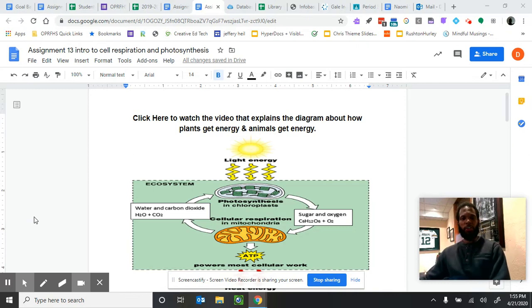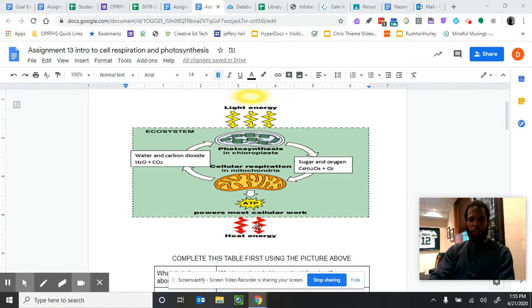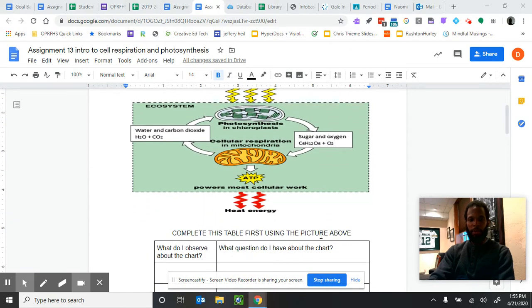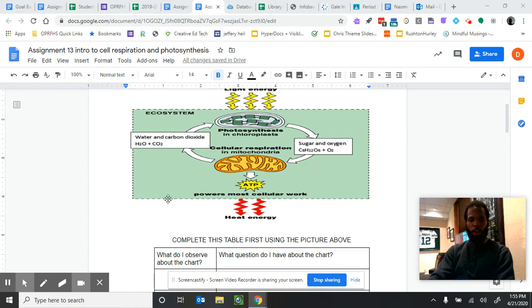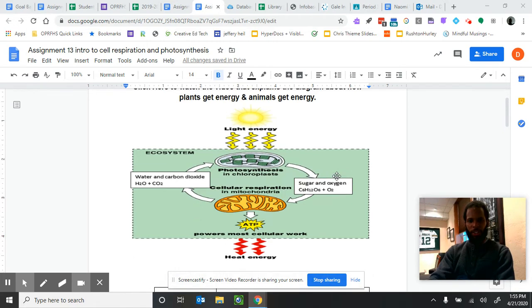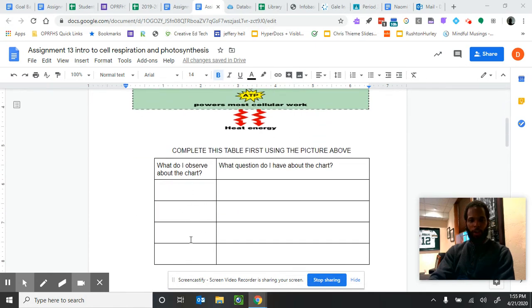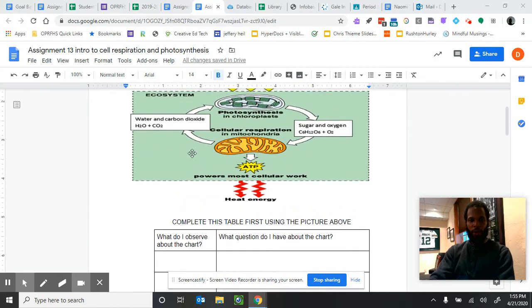But the first thing that I need you to do is make sure you fill out the chart below this picture right here. For this first chart, number one says complete this table using the picture above. What do I observe about the chart? What are some things that you observe or notice about this chart? Is it in a circle? What are the parts to it? What are these chemical words? What's this up here? You're going to make four notes about what you observe in this chart above right here.